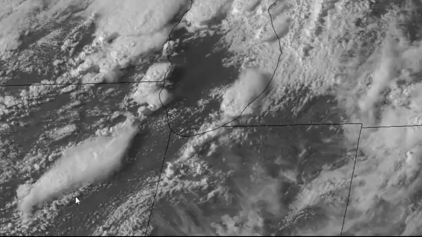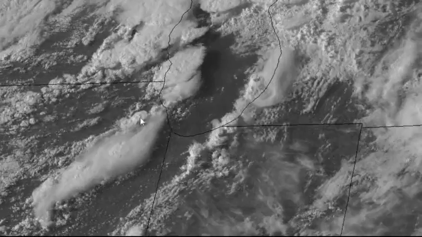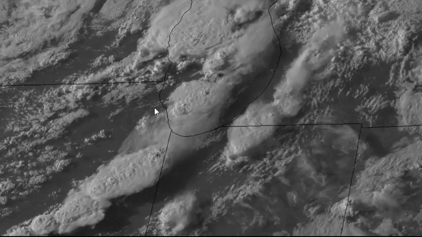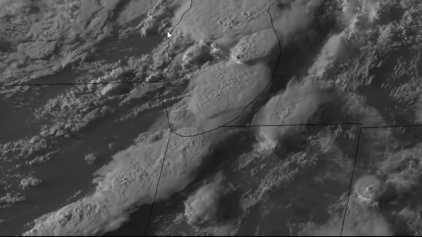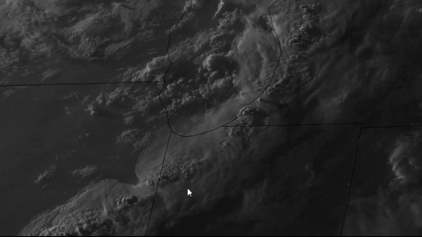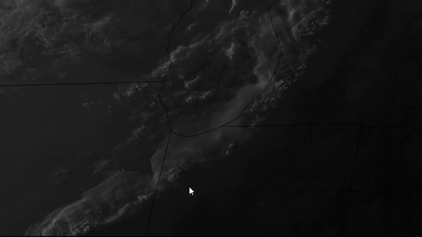But this starts at about 4 o'clock this afternoon. And you can see that line coming together in northeast Illinois. So Chicago is located about right there. Milwaukee further up the coast. And we just see all those cells come together as a QLCS.